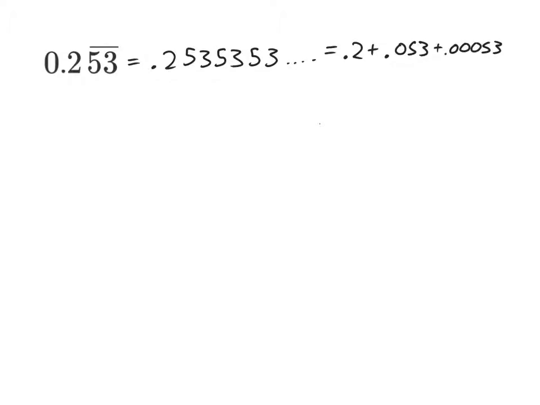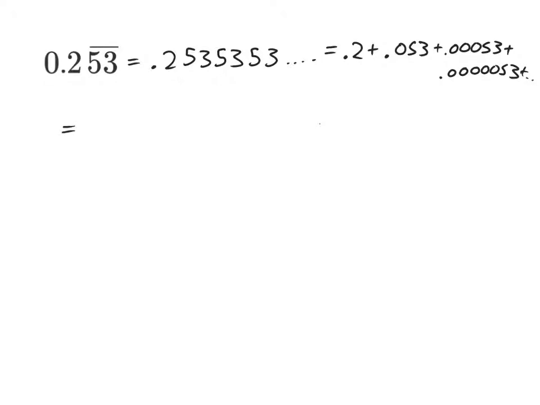Write the repeated decimal as a fraction. So I can actually rewrite this as 0.2535353, and so on. And I can rewrite this as 0.2 plus 0.053 plus 0.00053 plus 0.0000053, and so on. If I add those together, I'll end up getting that decimal. So I need to write this as a fraction.